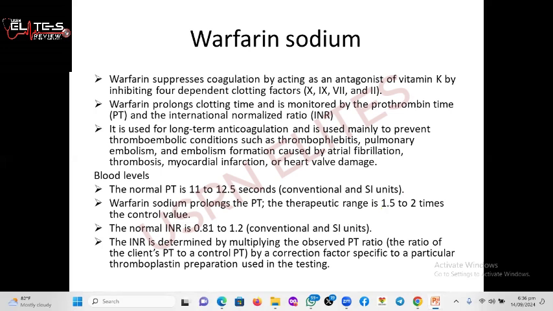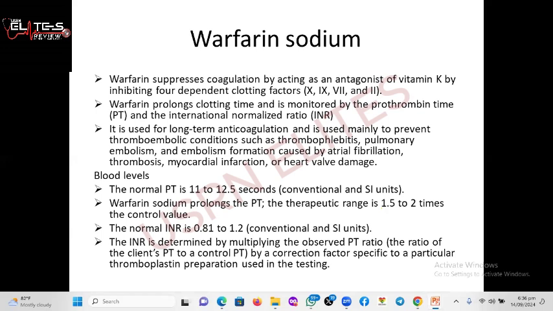And what is used to monitor the effect of warfarin is PT, or prothrombin time. You can equally use the INR, or the International Normalized Ratio, to monitor the effect of warfarin. And so when you want to use the prothrombin time or the PT, the normal for someone who is not on warfarin is 11 to 12.5. So 11 to 12.5 seconds is the normal PT level.